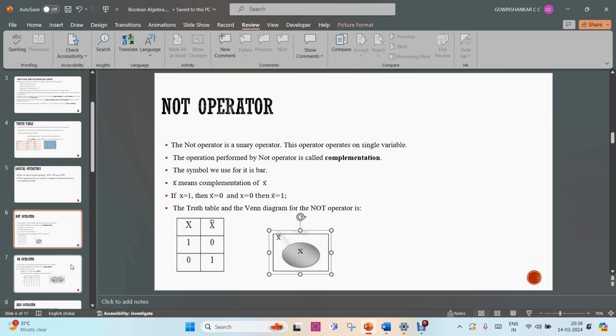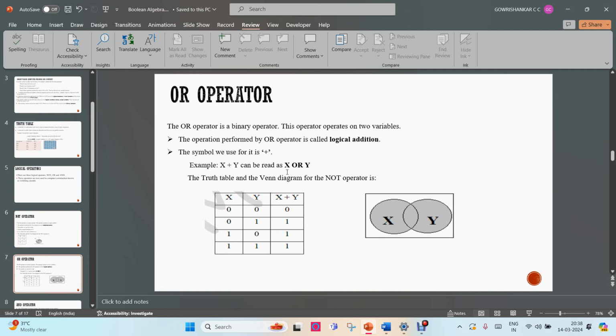Next, we're going to the OR operation. The OR operator is a binary operator. It operates on two variables. The operation performed by the OR operator is called logical addition. The symbol we use for it is plus. For the OR operation the symbol is plus. For example, X plus Y can be read as X or Y. Here is the truth table and Venn diagram.